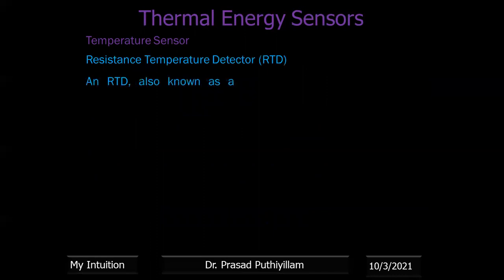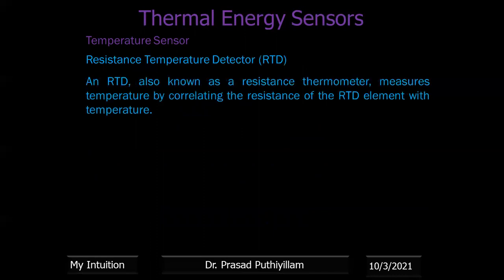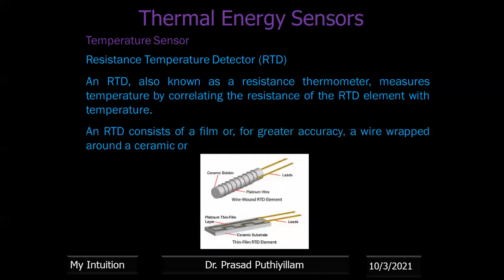Now RTD, resistant temperature detector, is also known as a resistant thermometer. It will measure the temperature by correlating the resistance of an element, which we call the RTD element, with temperature. So only the resistance and the temperature are measured. An example schematic representation is given. It may consist of a film or a wire which is wrapped around a ceramic or glass cover, which is the basic requirement of an RTD.